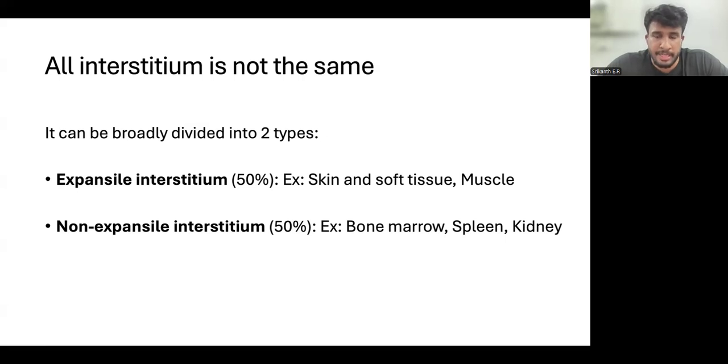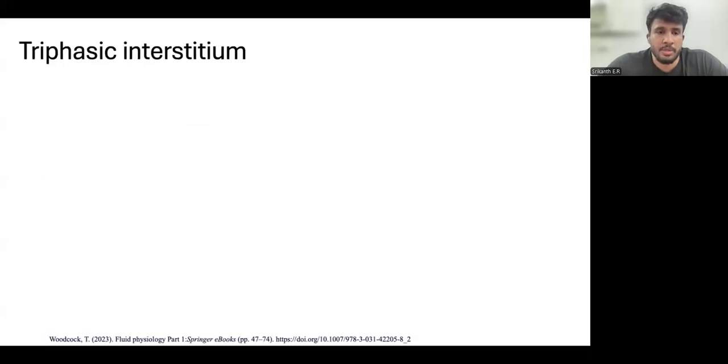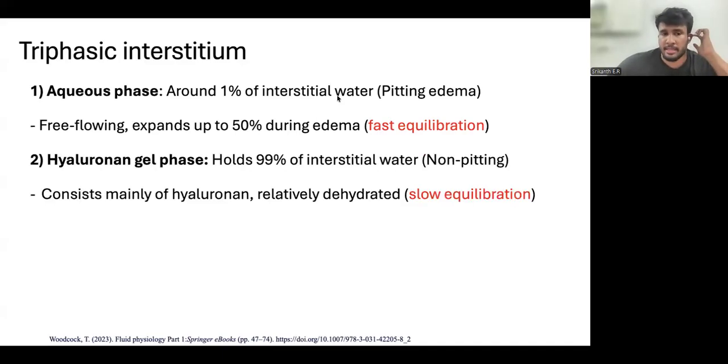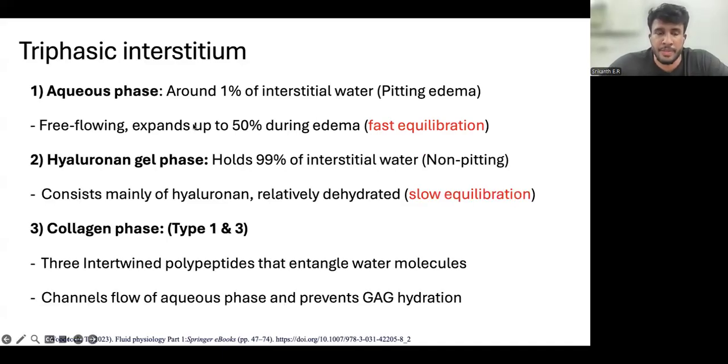The spleen has a very thick capsule. The kidney has a thick capsule. So the expansion is limited by these factors. There's also a concept of a triphasic interstitium, that is, there are three phases to the interstitium. The aqueous phase is about 1% of interstitial water. It is free fluid, it's free flowing, and it expands up to 50% during edema.